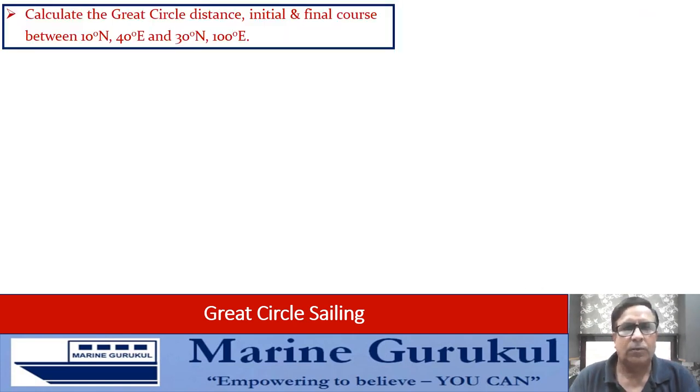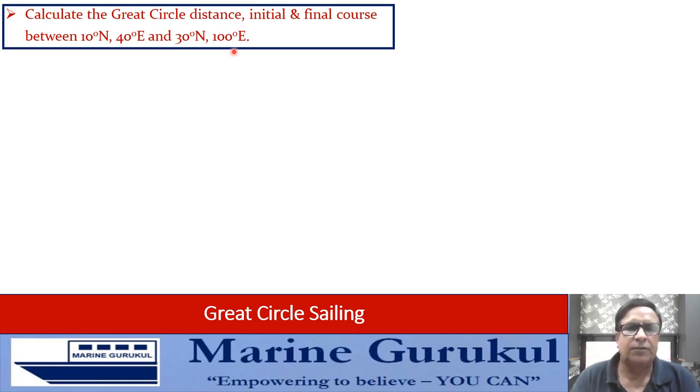Now let us apply what we have learned in solving some questions. Calculate the great circle distance, initial and final course from position A, 10 degrees north, 40 degrees east, to position B, 30 degrees north, 100 degrees east.